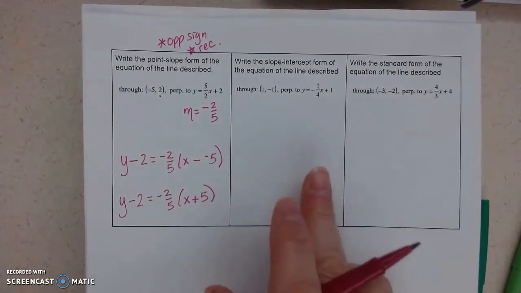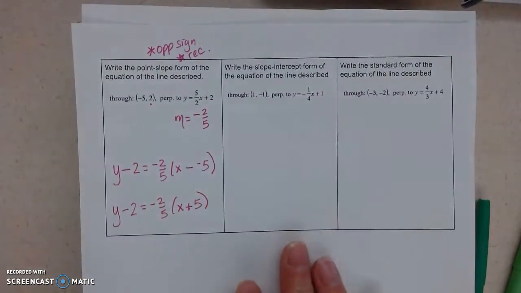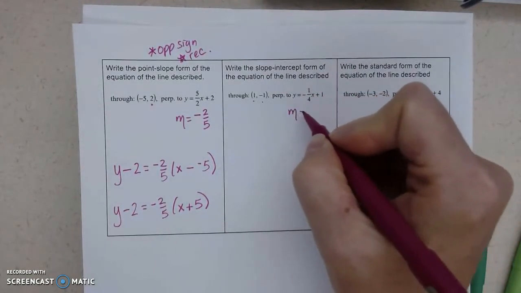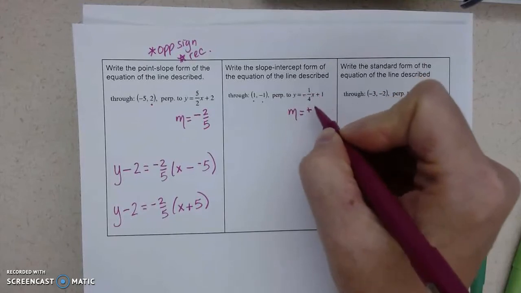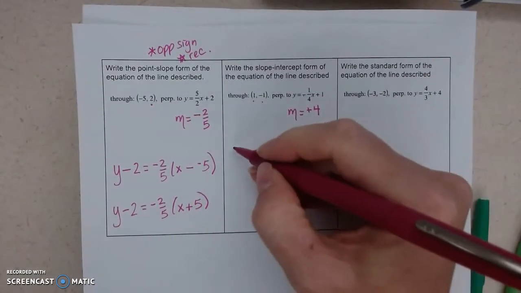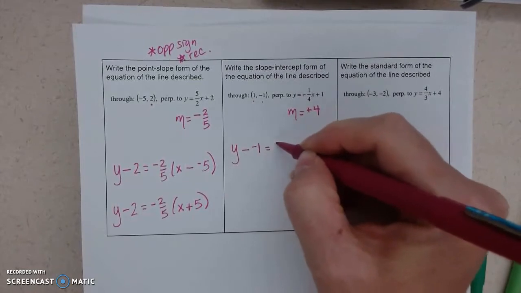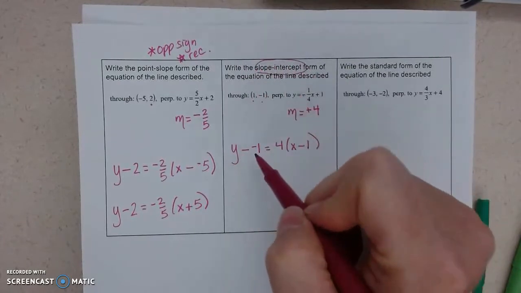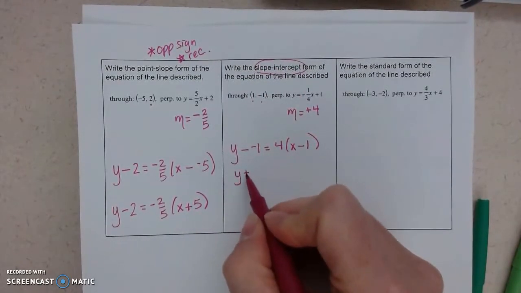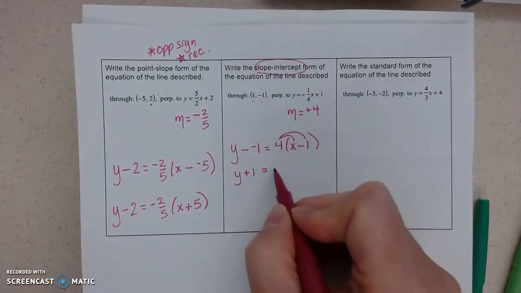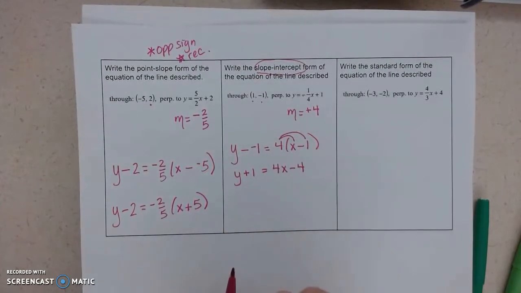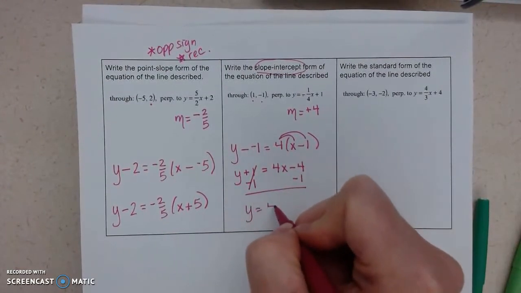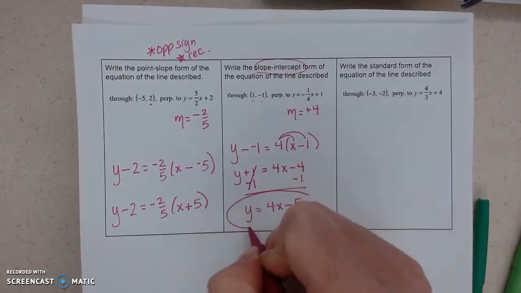So the other two are going to be the same as long as you remember the perpendicular slopes. So here's our point, and if it's perpendicular, that means our new slope is going to be a positive, and the reciprocal of 1/4 is 4. So y minus y equals m, x minus x. We want slope-intercept form, so we want to get y by itself. So y plus 1, I'm going to go ahead and distribute. To get y alone, we'll subtract 1. So y equals 4x minus 5, and y is alone.